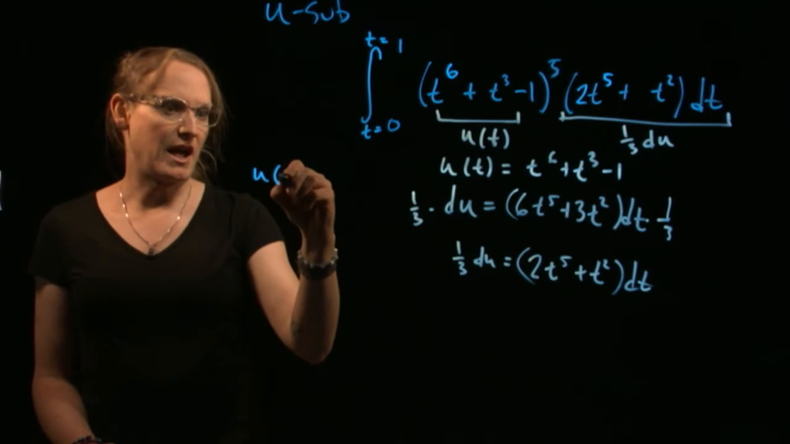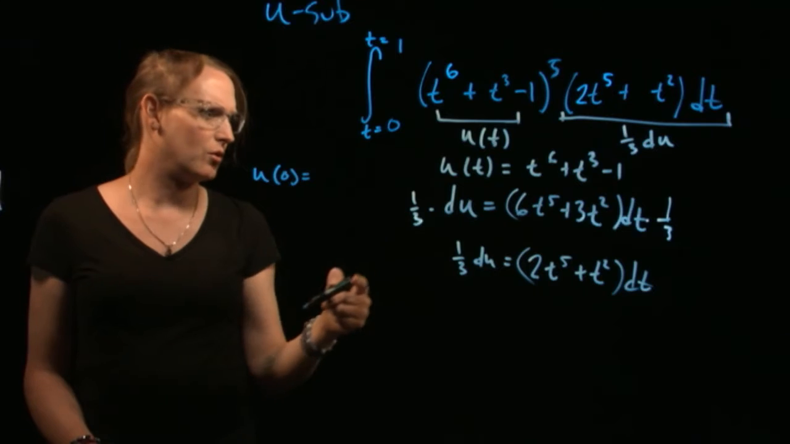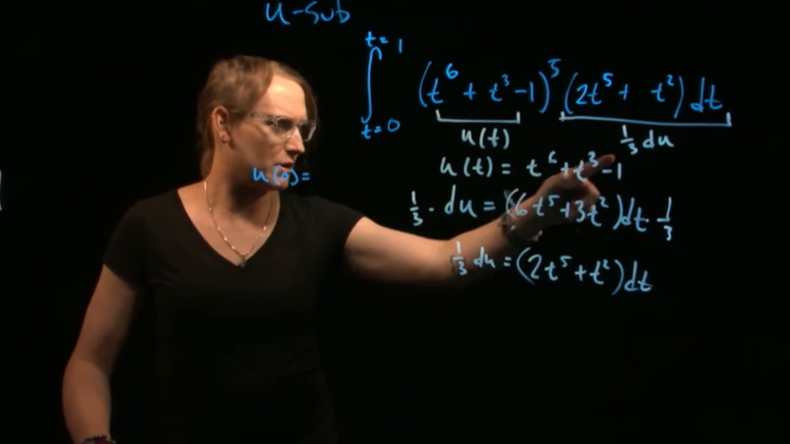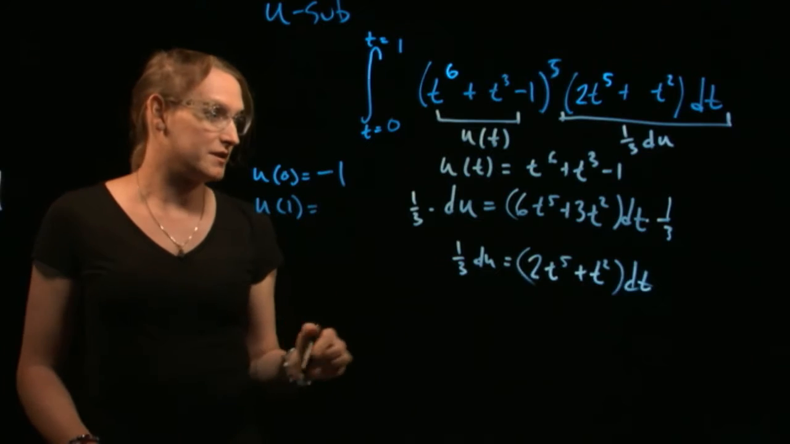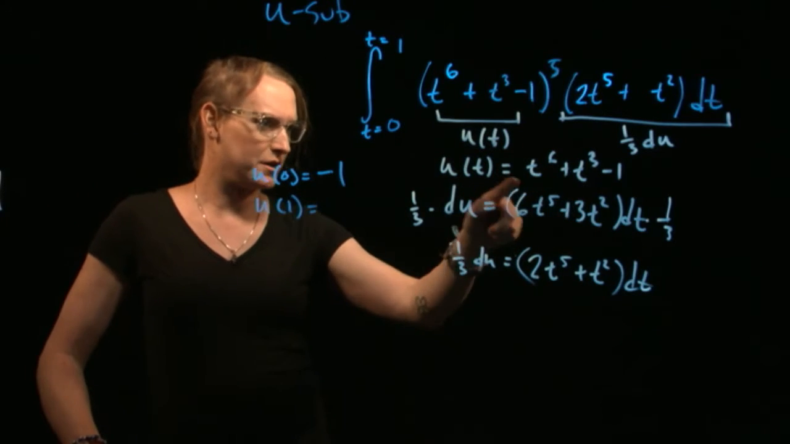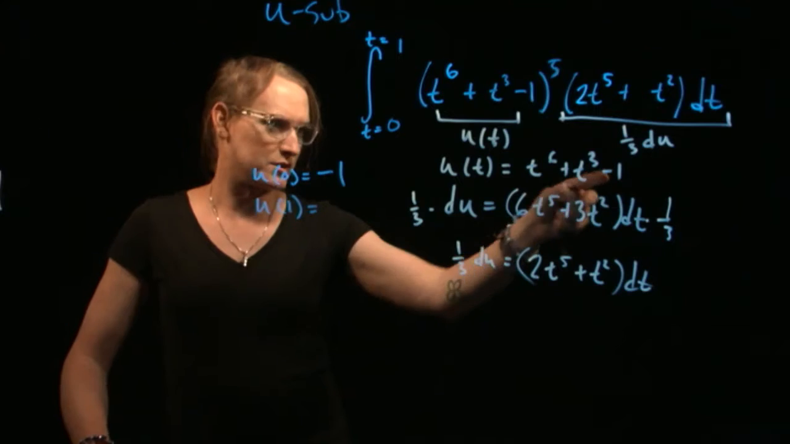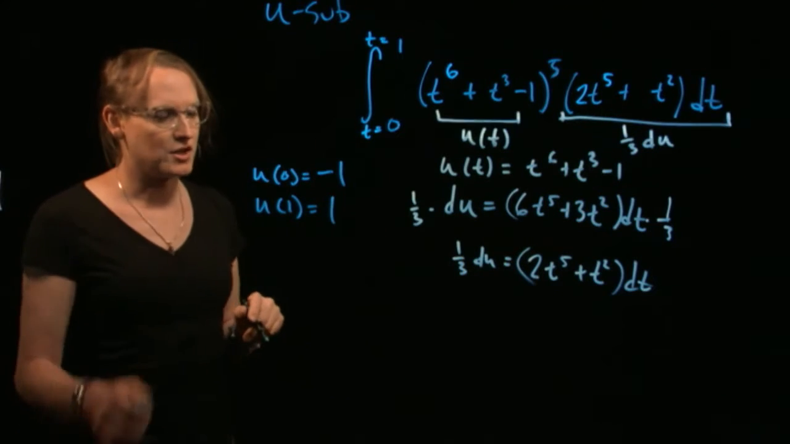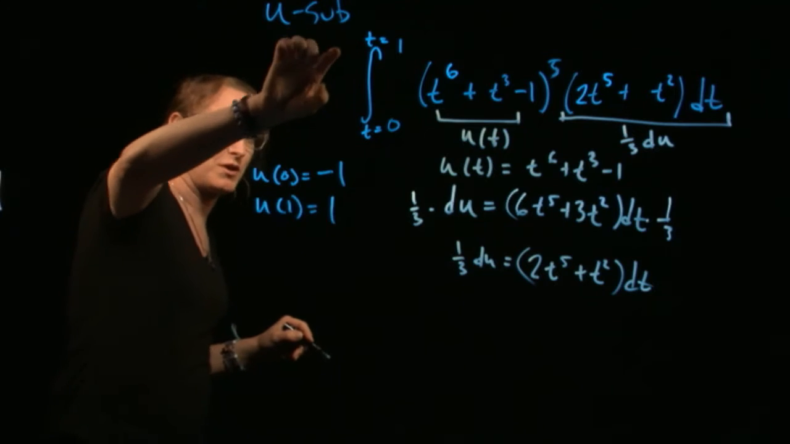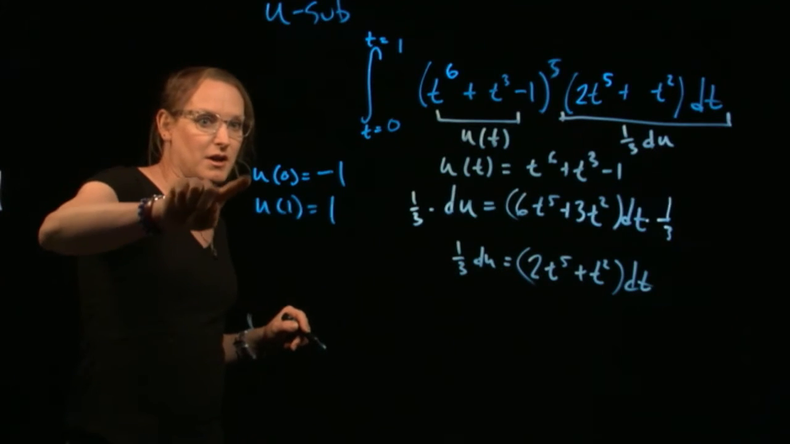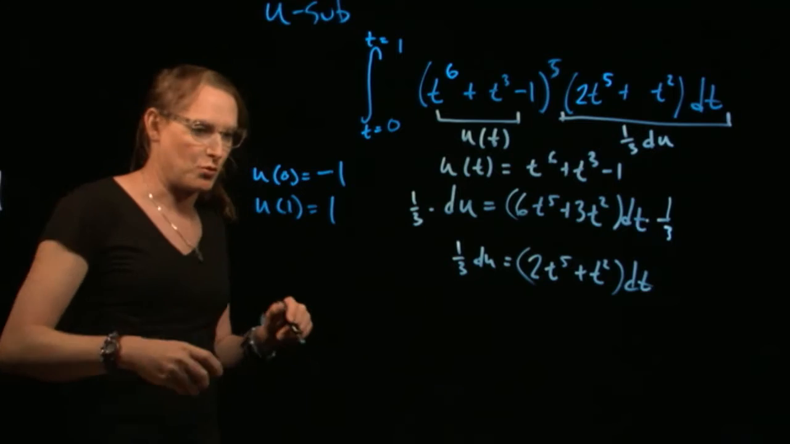So u at 0 is equal to, well, what do we get when we plug in 0 to this expression? -1. And u of 1 is equal to, what do I get when I plug in 1 to this expression? 1 plus 1 minus 1 is 1. So my bounds of integration change from t equals 0 to t equals 1 to u equals -1 to u equals 1.